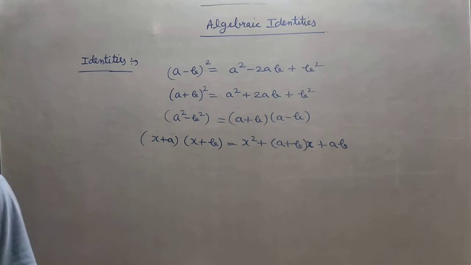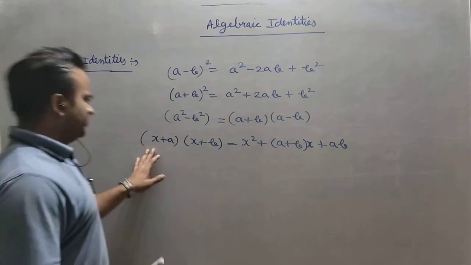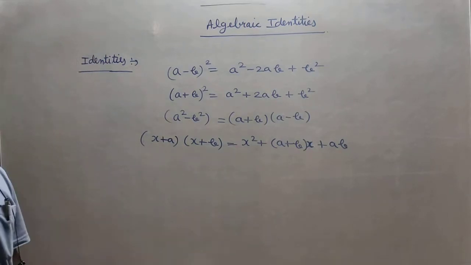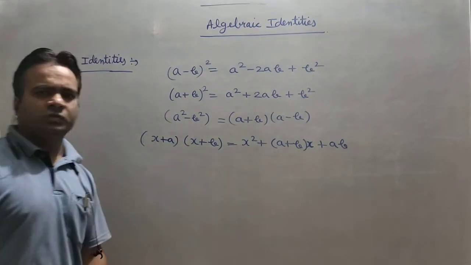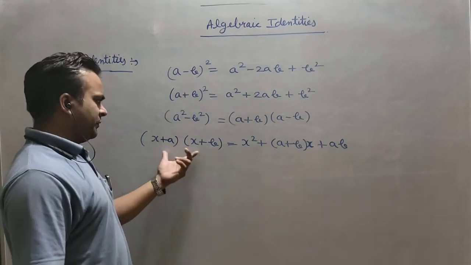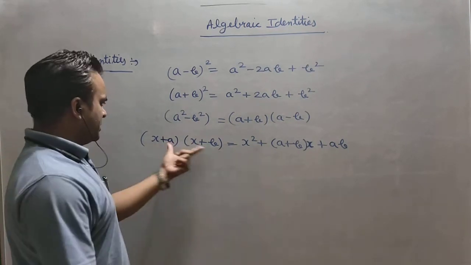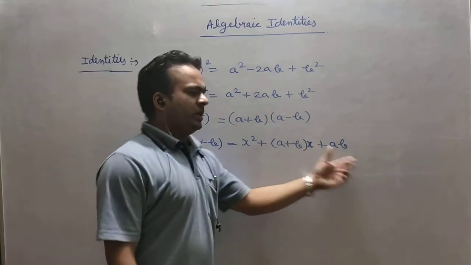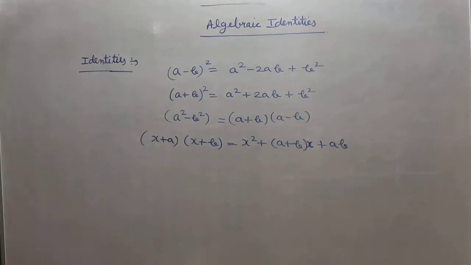(a plus b)(a minus b) is equal to a square minus b square. The next one, we generally don't use too much, but sometimes we do. If x is common and the other two parts are different, then we write x square plus the sum of the different parts into x, plus the product of the two different parts.